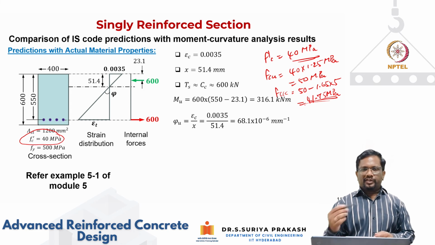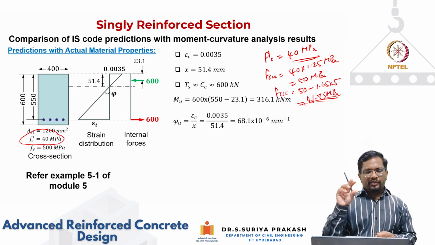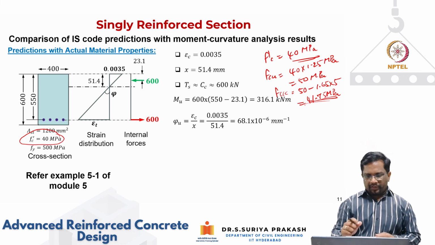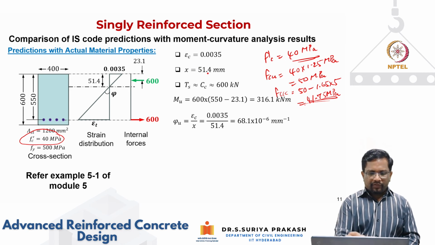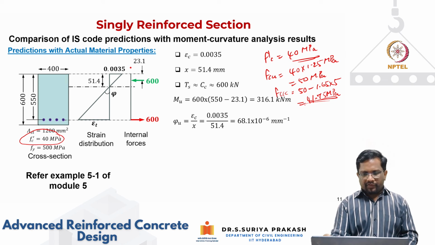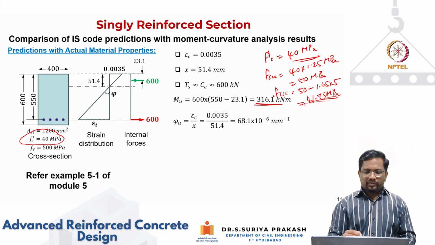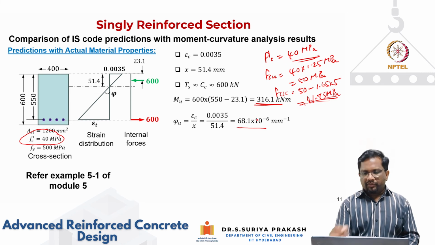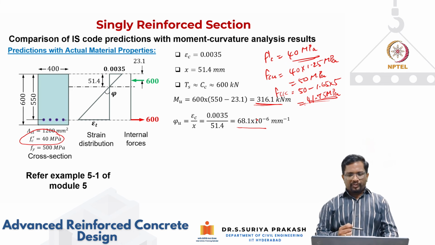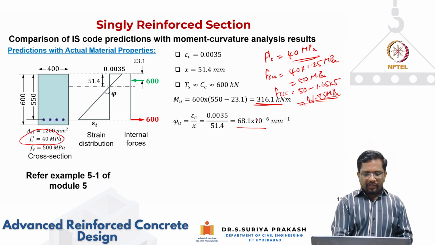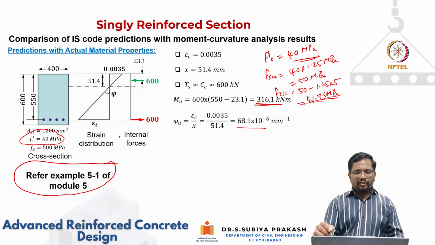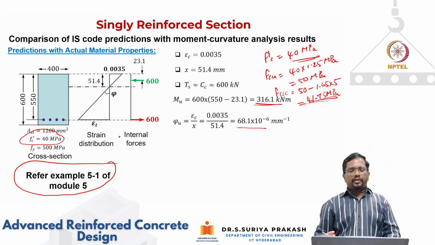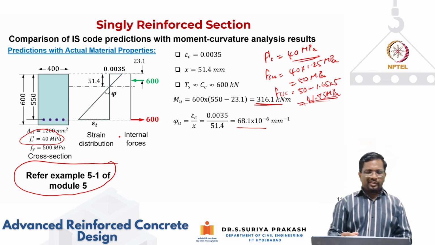For an under reinforced section, we have seen that concrete strength will not play a major part. So if I substitute these values, for actual material properties, which we have already done, moment resistance was 316.1 kilonewton meter. Curvature at failure was 68.1 into 10 to the power of minus 6 per millimeter. Please refer to this example. I'm not redoing this calculation. We have already done that in part 1 of the module in example 5.1.